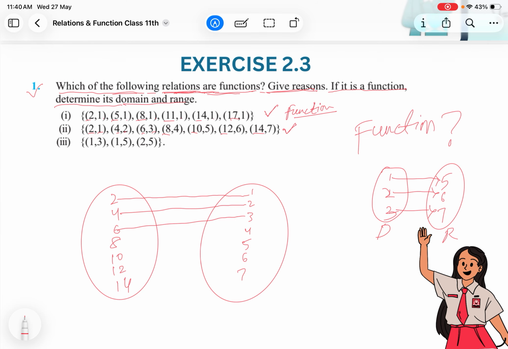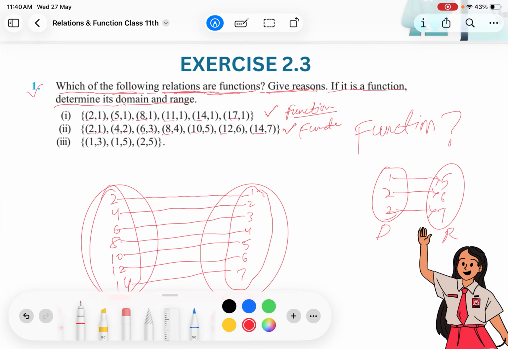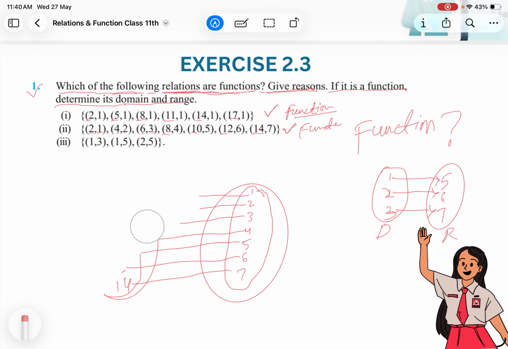Okay, 6 and 3, 8 and 4, 10 and 5, 12 and 6, 14 and 7. So this is also a function. And what is the domain? This is the domain: 2, 4, 6, 8, 10, 12, 14. What is the range? 1 to 7. This is the range.